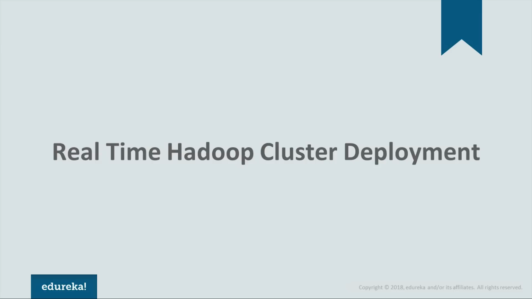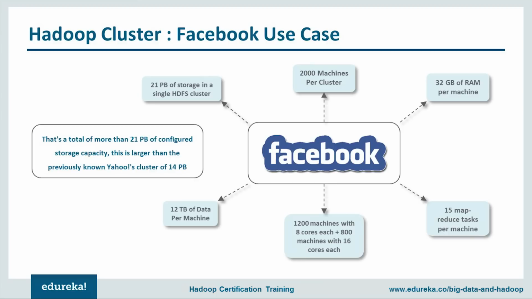Now let me tell you about some real Hadoop cluster deployments. Let us consider our favorite example, which is Facebook. Facebook has got 21 petabytes of storage in a single HDFS cluster, and 21 petabytes is equal to 10 raised to the power of 15 bytes. And they have got 2,000 machines per cluster and 32 gig of RAM per machine. Each of these machines runs 15 MapReduce tasks, and 1,200 machines have 8 cores each, and 800 machines have 16 cores each, and there are 12 terabytes of data per machine.